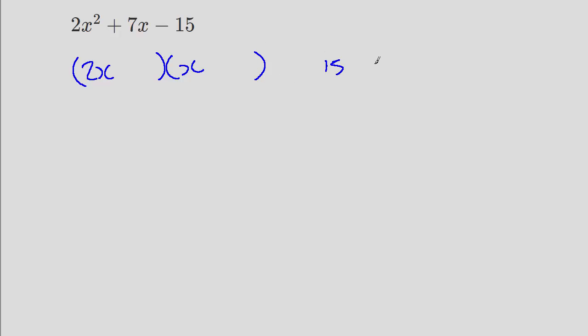Now let's look at 15. We can have 15 times 1, and we can have 2 is not a factor, 3 is a factor, so we can have 3 times 5, and then the next factor is 5, so we don't need to worry about that.